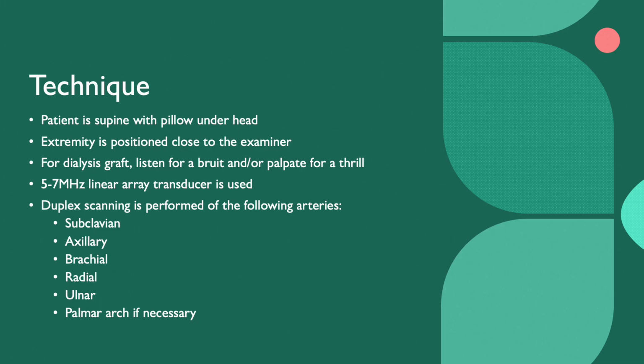We use the same transducer that we've been using for lower extremity venous, arms, and lower extremity arterial, that 5 to 7 megahertz linear array transducer. The arteries we're going to look at, I should say, are subclavian, axillary, brachial, radial, ulnar. Palmar arch if necessary. It gets really small, very difficult to view. We're not going to put it in our protocol.